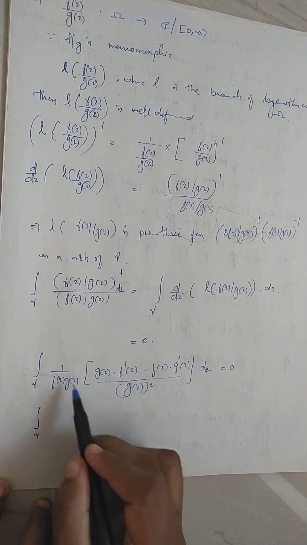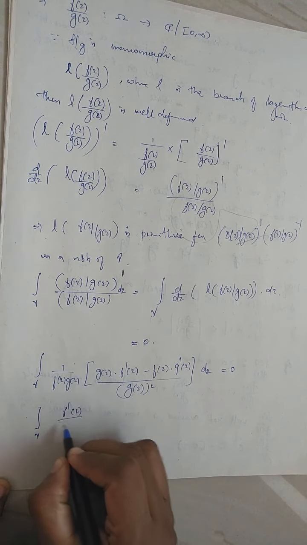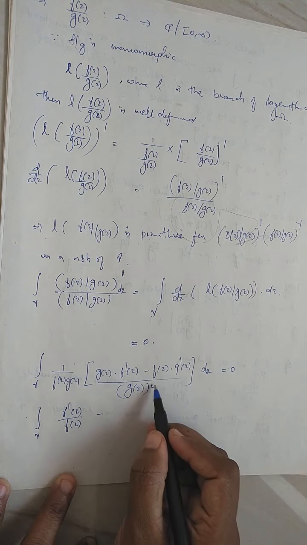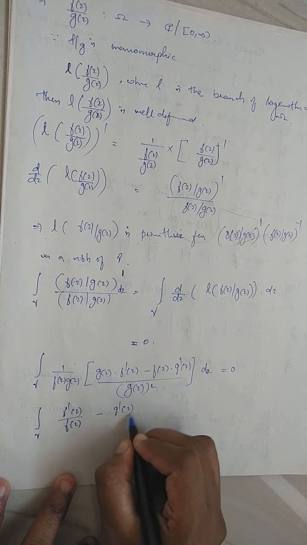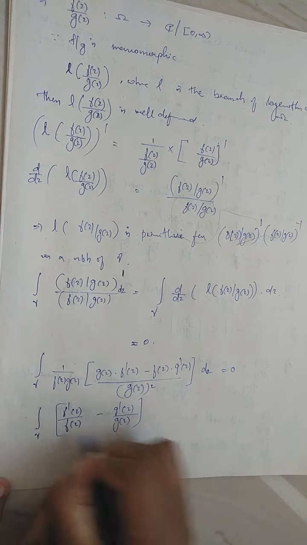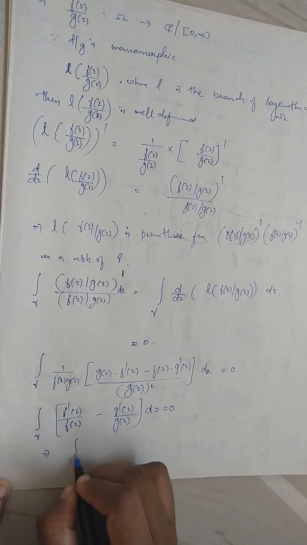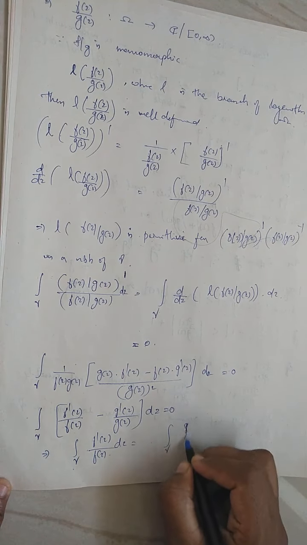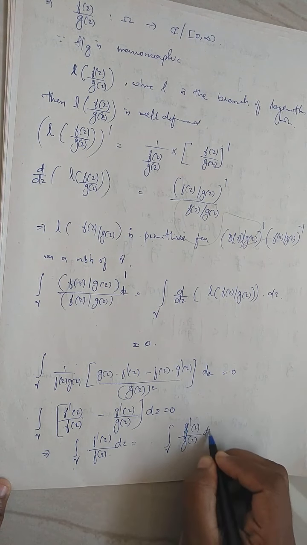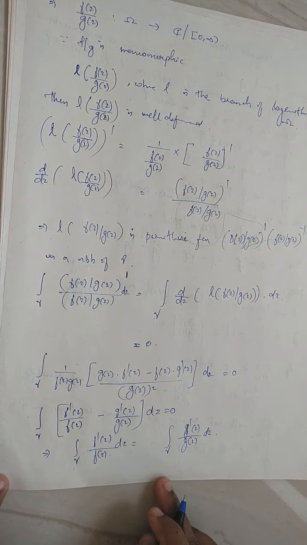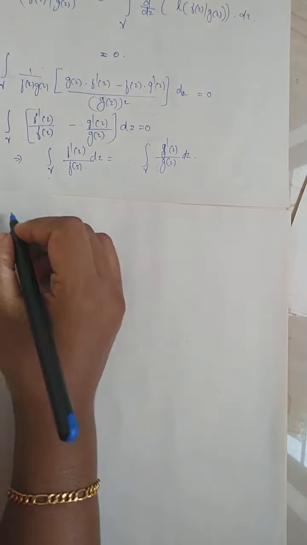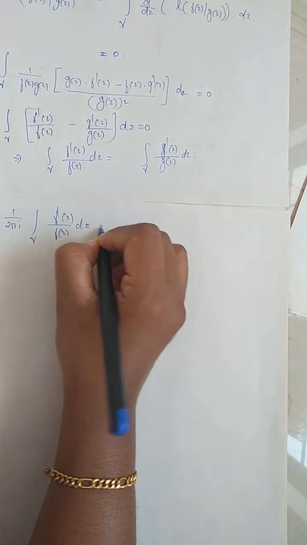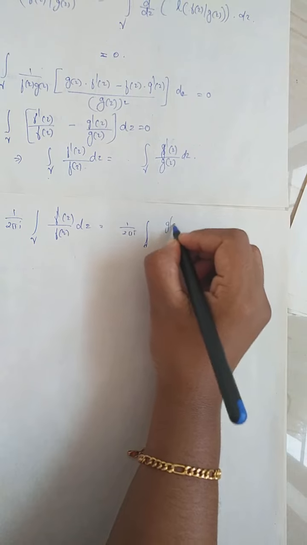One g(z) will be cancelled. So the first term will be f'(z) divided by f(z). For the second term, f(z) will be cancelled, one g(z) will be cancelled, we get g' divided by g(z), dz equal to 0. So the integral over gamma of f'(z)/f(z) dz is equal to the integral over gamma of g'(z)/g(z) dz. Now multiply by 1 by 2 pi i. So 1/(2 pi i) times the integral over gamma of f'(z)/f(z) dz equals 1/(2 pi i) times the integral over gamma of g'(z)/g(z) dz.